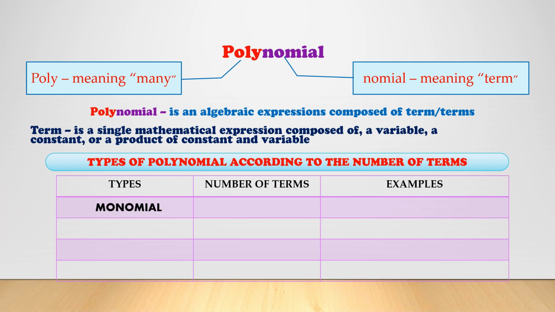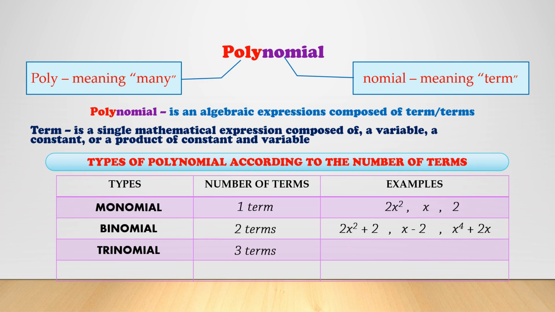So we have first the monomial. This is a polynomial with only one term. For example, you can just simply have 2x squared or x or 2. So those are examples of monomials. Then we have the binomial. So this is a polynomial with two terms. So for examples, we can have 2x squared plus 2, x minus 2, or x raised to 4 plus 2x. So these are examples of binomials, polynomial with two terms.